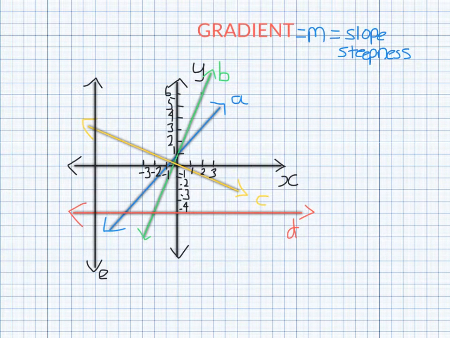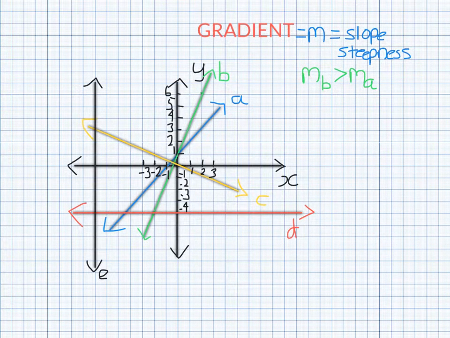So let's look at the lines in the Cartesian plane on your screen. Let's first look at A, the blue line, and B, the green line. Hopefully you can see that B is steeper than A. Think of it like a hill. It would be harder to walk up B than to walk up A. So the gradient of B, even though we don't yet know what it is, will be greater than the gradient of A because B is steeper and A is flatter. Another way to look at it is the larger the gradient is, the more vertical the line is.